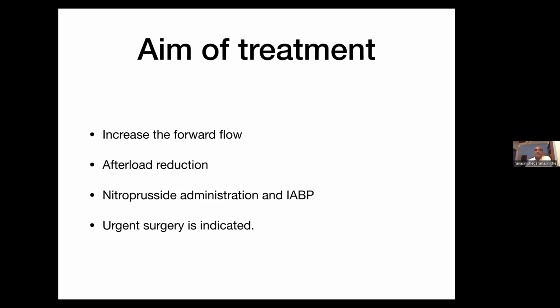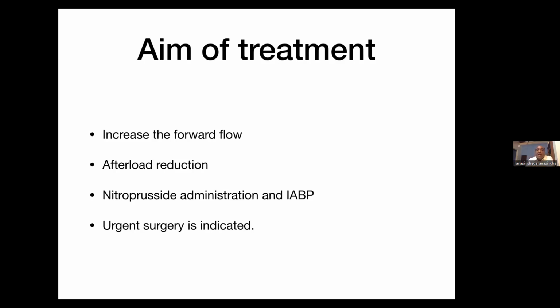So what is the aim of treatment? The aim of treatment is to increase the forward flow through the aortic valve and try to decrease the regurgitant flow. So how can we increase the forward flow through the aortic valve? We have to reduce the afterload, and similarly, we have to reduce the mean aortic pressure. If you reduce the mean aortic pressure, then more blood will be pumped from the left ventricle to the aorta.